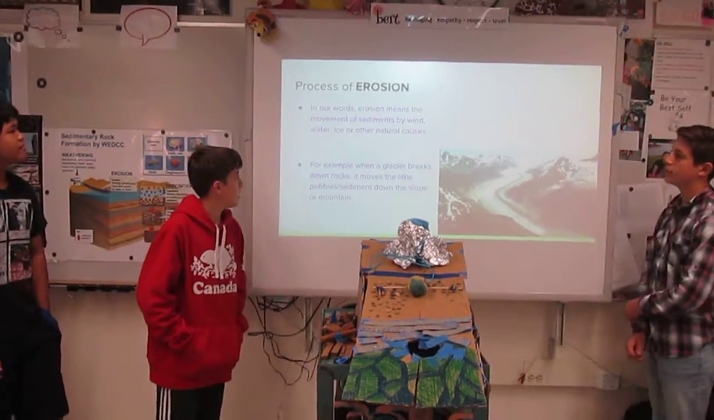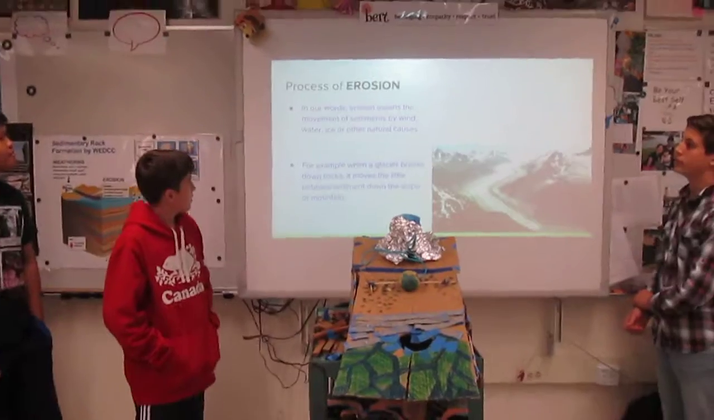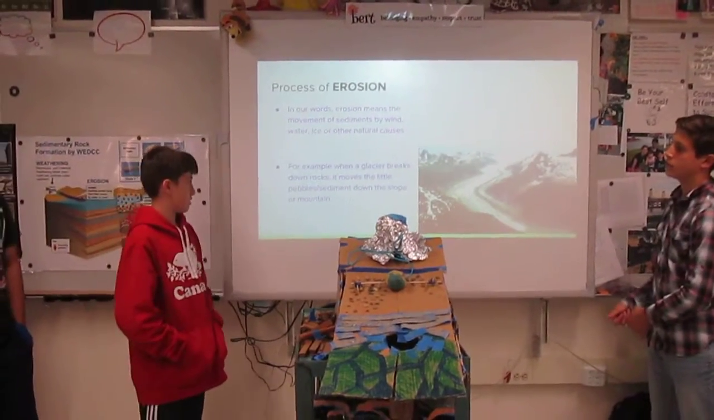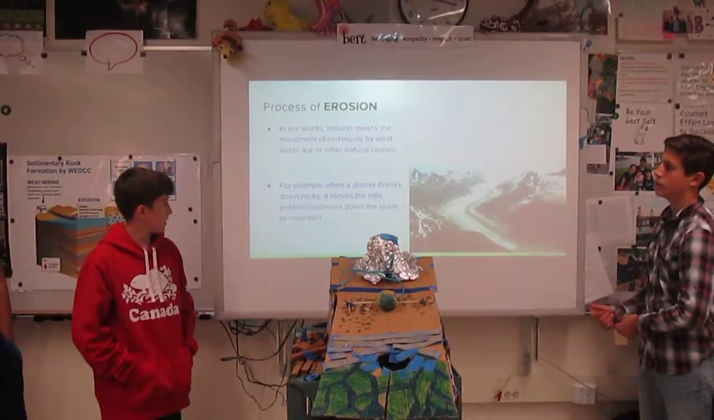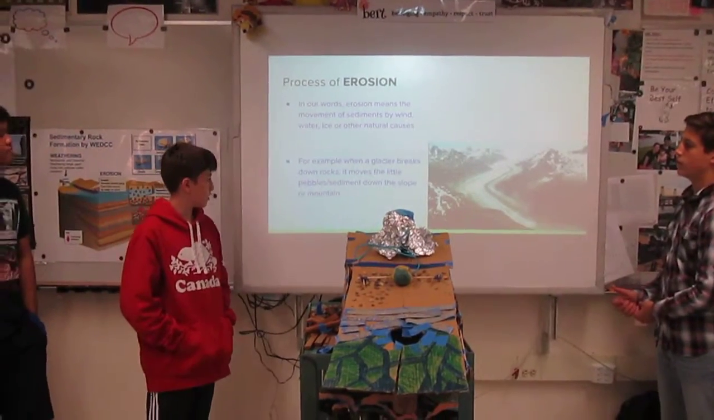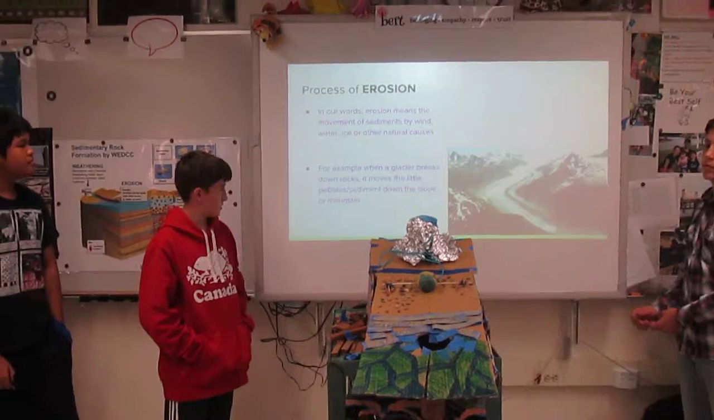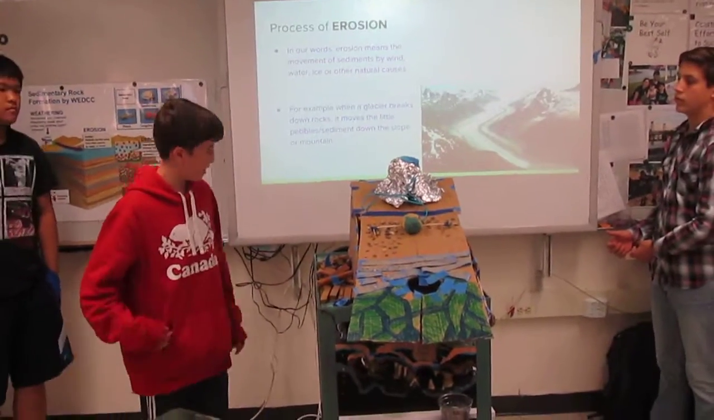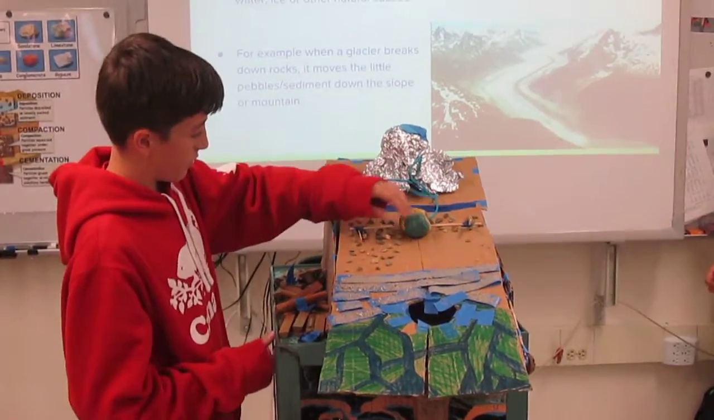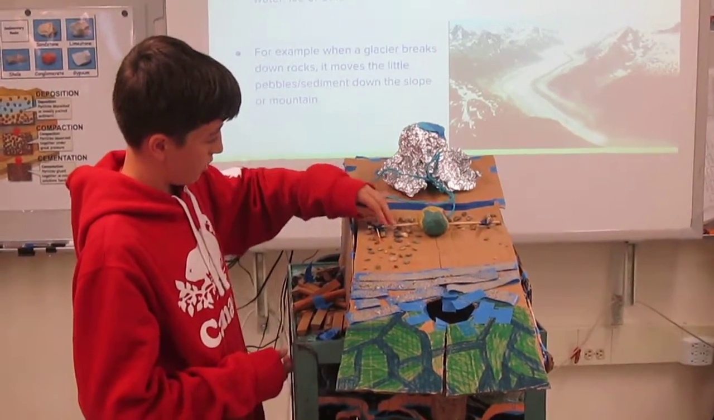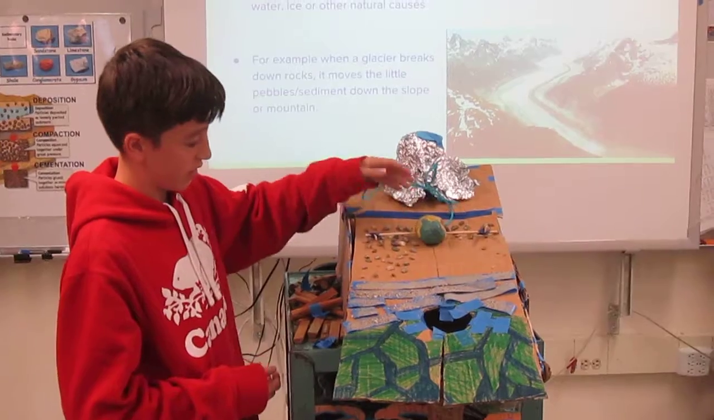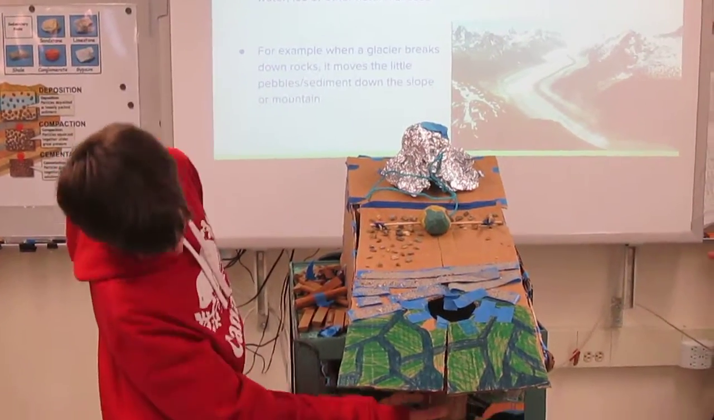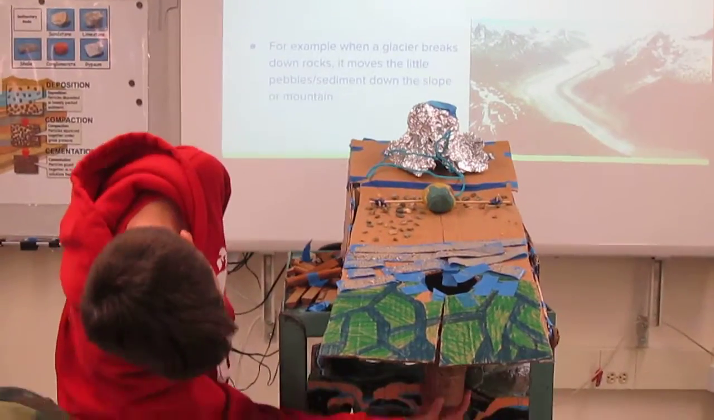Process of erosion. In our words, erosion means the movement of sediments by wind, water, ice, or other natural causes. For example, when a glacier breaks down rocks, it moves the little pebbles and sediments down the slope or mountain. So here we had all these rocks, and then we used these to show that it was kind of pushing the rocks and all the sands into the cup. And then here's our cup there.